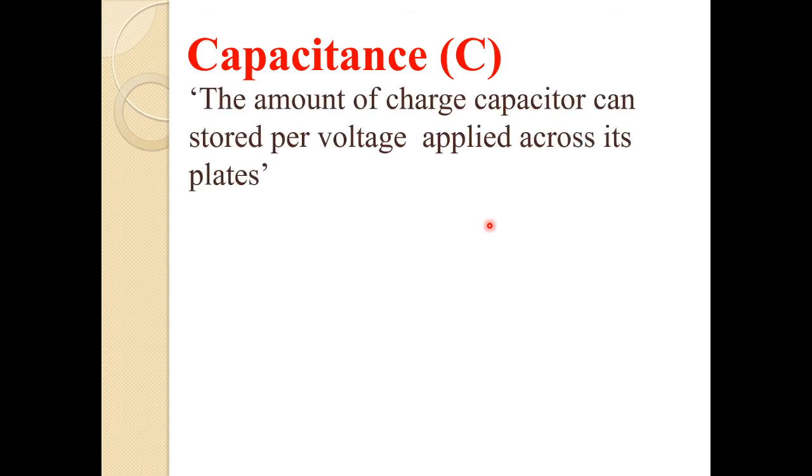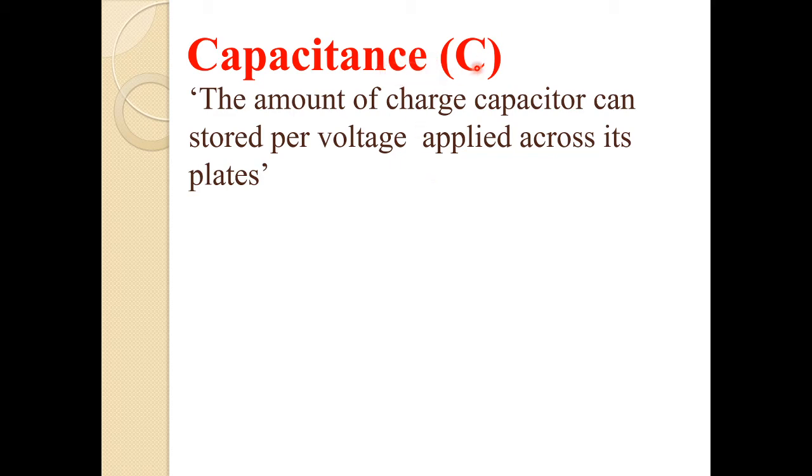Then let's have an idea of what is capacitance. Capacitor is the component, capacitance is the property. Capacitance is the amount of charge a capacitor can store. As we know, a capacitor is a charge storing device, so the amount of charge a capacitor can store per voltage applied across its plates is known as capacitance.